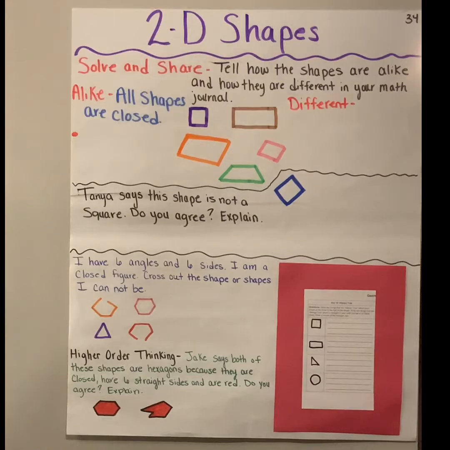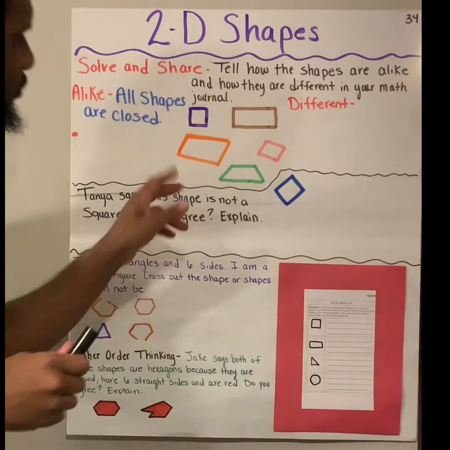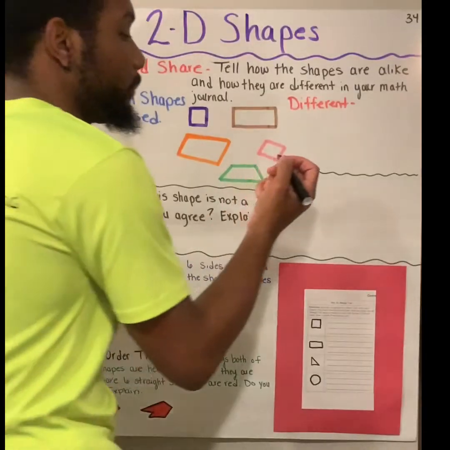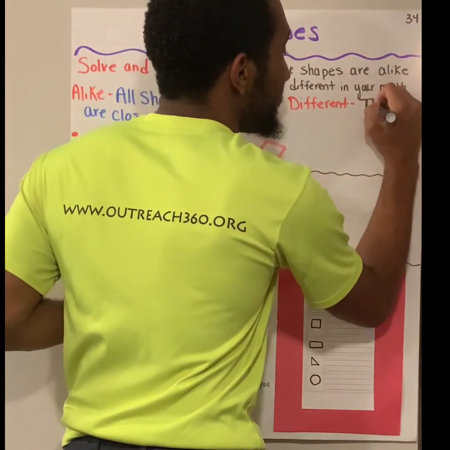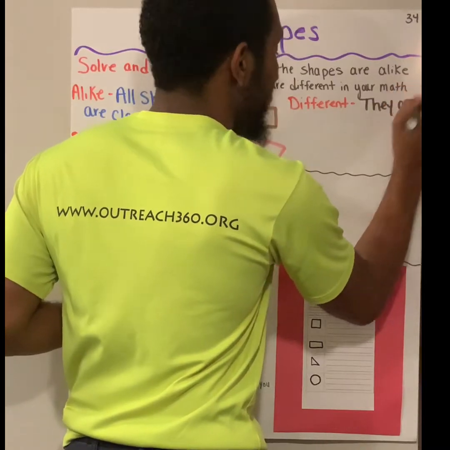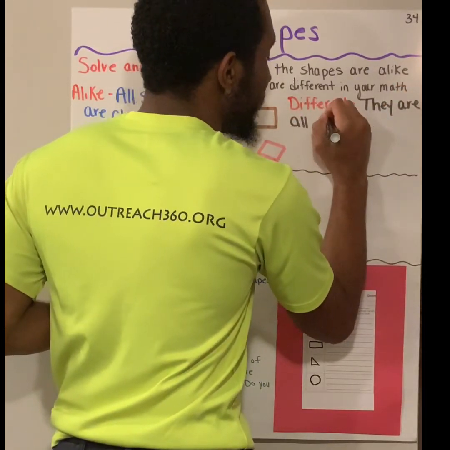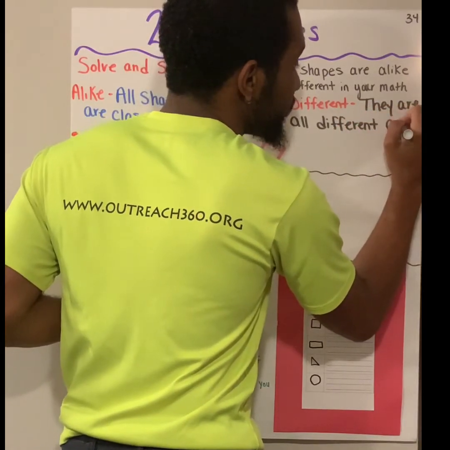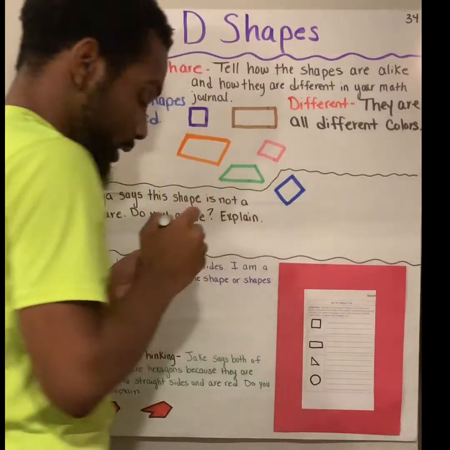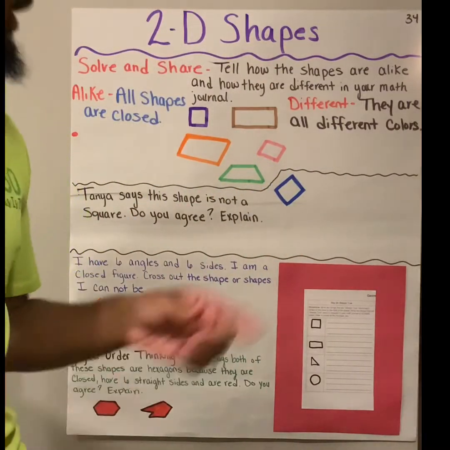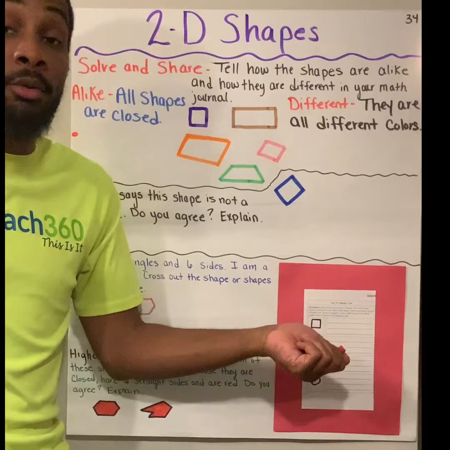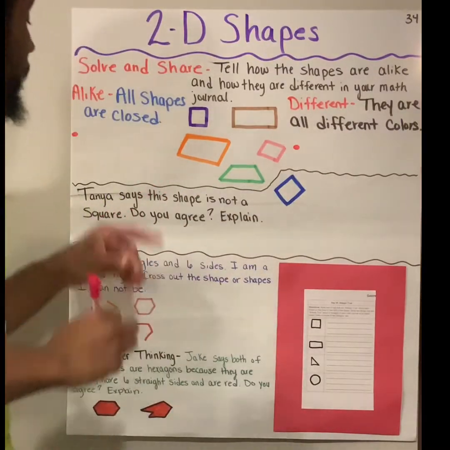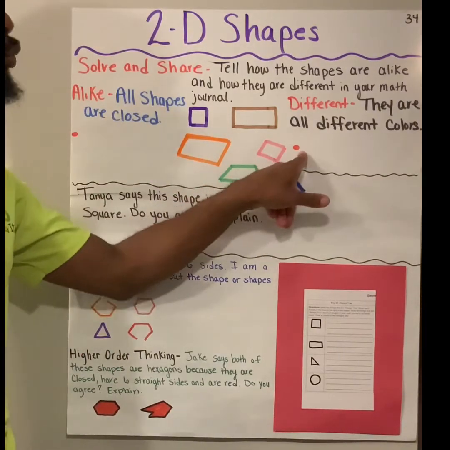How are they different? So one thing I noticed, they are all different colors, okay? Now, once again, I gave you one that was different, and you're going to come up with one more, okay? So you come up with one more that's how they are alike, and one more how they're different.